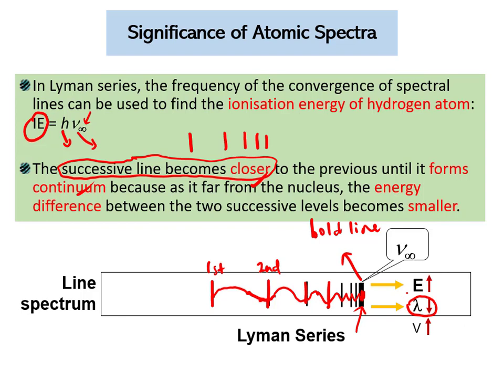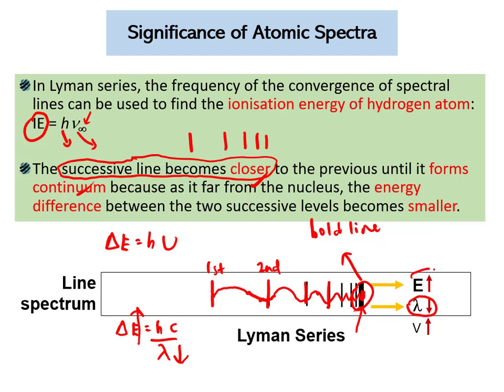Lambda is decreasing. From this formula, delta E equals to hc over lambda, and delta E equals to hv, right? When lambda is decreasing, when lambda becomes shorter here, right? Okay, when lambda is decreasing or becomes shorter, what happened to the energy? Energy is increasing, right? That's why we can see here energy is increasing from left to right.